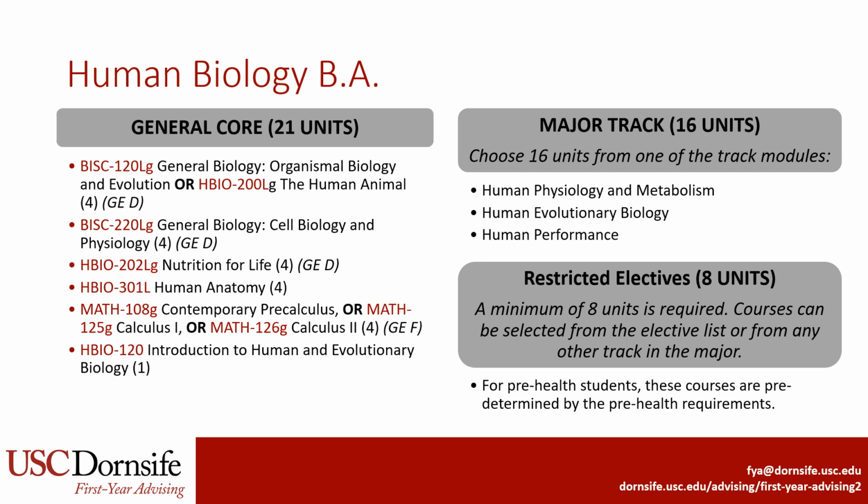Students have the option of taking Biology 120 or Human Biology 200 for the first requirement on the list. If a student is pre-health, they should select Bio 120. Similar to the math requirement for the BS, students who are pre-health may need to take at least Calculus 1. For students who are not pre-health, pre-calculus may also satisfy the major requirement.